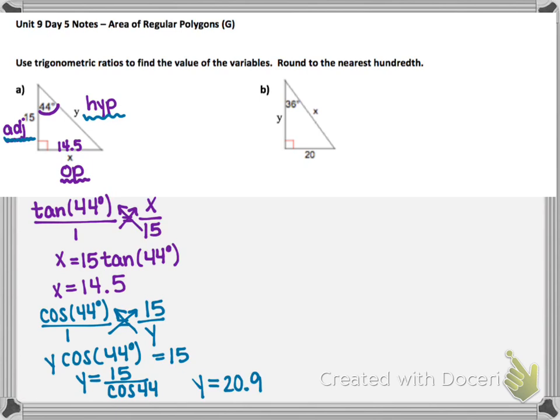All right, let's label up our sides over here. So first of all, I got that 36-degree angle. My side opposite is going to be 20 since it's across from that angle. Across from the right angle is my hypotenuse, so that's going to be x. And the side that's left over is my adjacent.